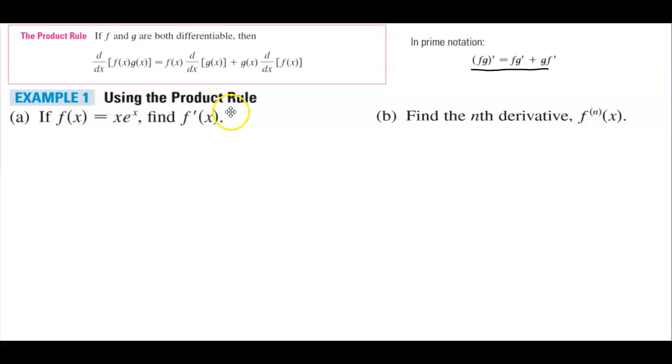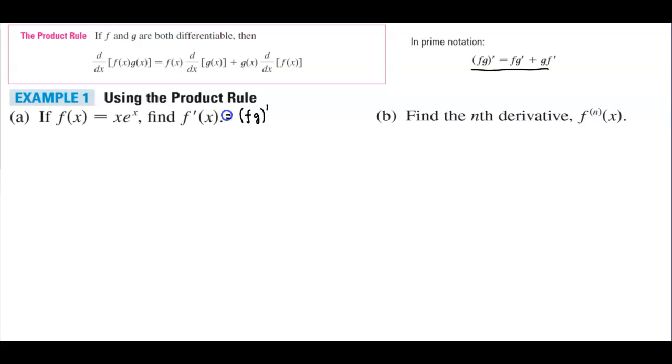Example 1 using the product rule. In part A it says if f of x is equal to x times e to the x, find f prime of x. Well, we can say that f prime of x is the same thing as the prime notation of fg prime, since that's what we're looking for.